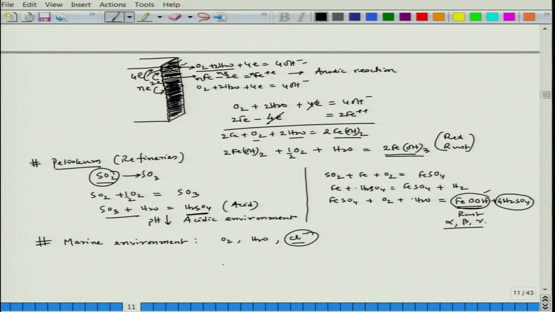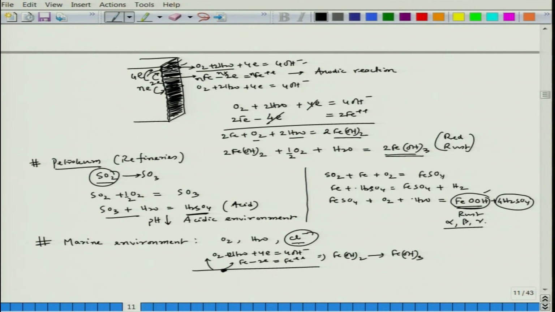Usually, if this is the surface, the cathodic reaction would take place, and here you have a small dissolution point where Fe goes to Fe2+, and then it can lead to Fe(OH)2, and then finally it will go to Fe(OH)3.